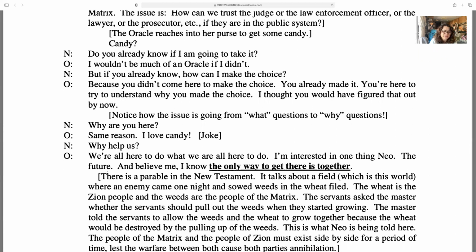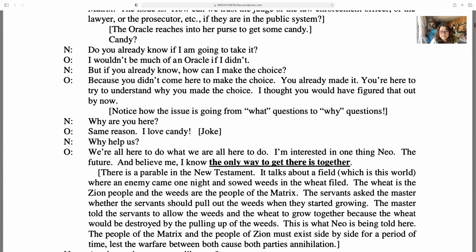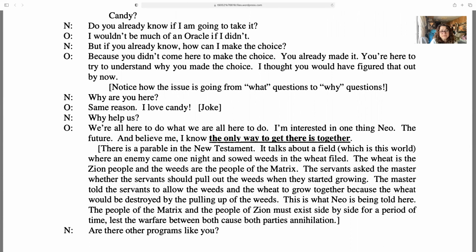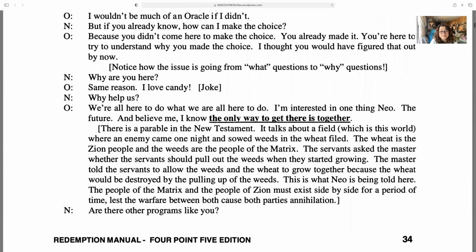Neo: Why are you here? Oracle: Same reason, I love candy. It's a joke. Neo: Why help us? Oracle: We're all here to do what we are all here to do. I'm interested in one thing, Neo, the future. And believe me, I know the only way to get there is together.